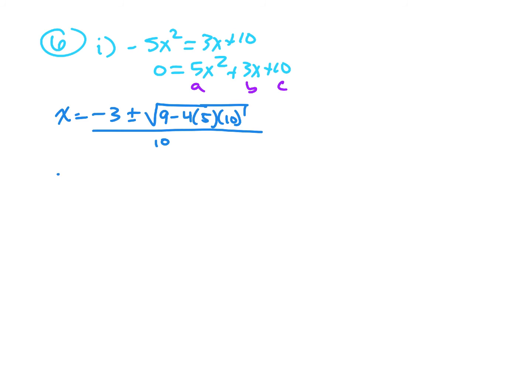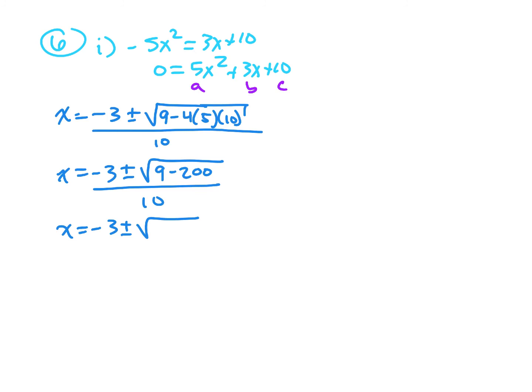Okay, so let's simplify. X equals -3 plus or minus 20, 200, 9 minus 200, I think. Let me triple check that. 20 times, okay, so 9 minus 200. So that's going to be complex roots because I'm going to have a negative underneath my radical. It's -191 all over 10. Put it in your calculator. Plus square root of -191, divided by 10.